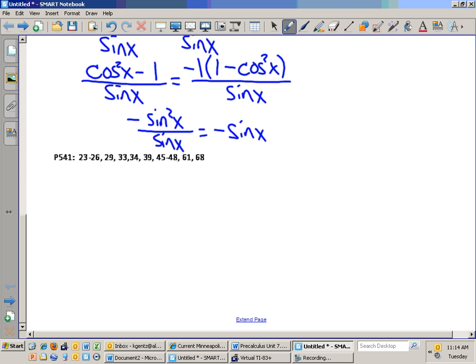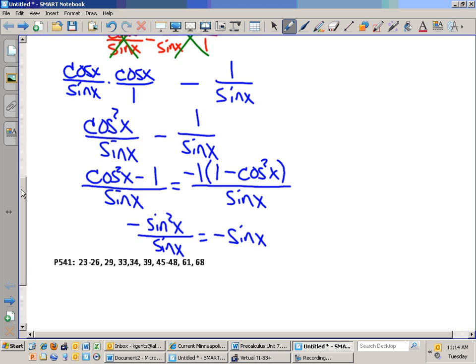Because I factored out a -1. See, this one is positive cosine squared. This one is negative cosine squared. This one is a positive one. This one's a -1. So they differ by a factor of -1. Does that help? Okay.